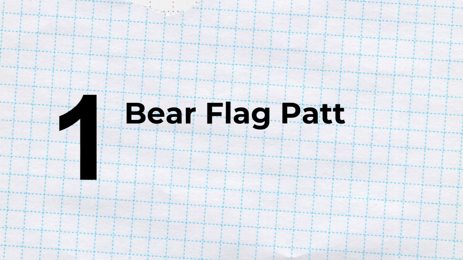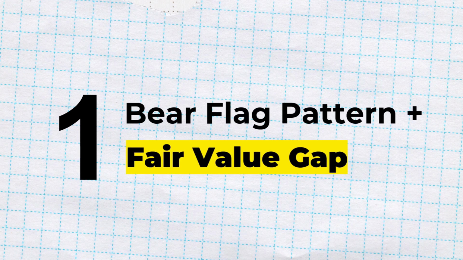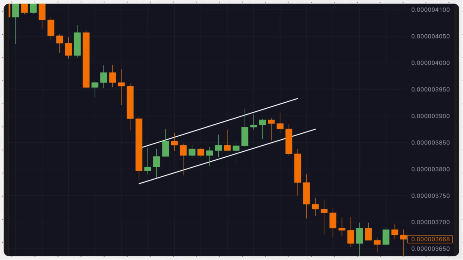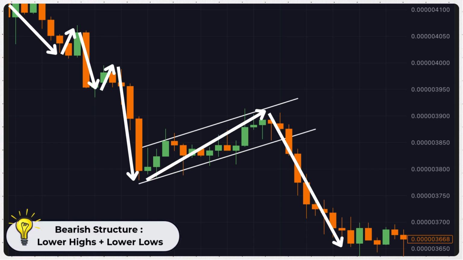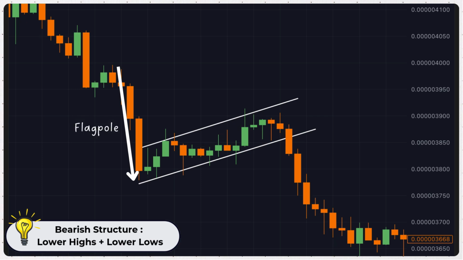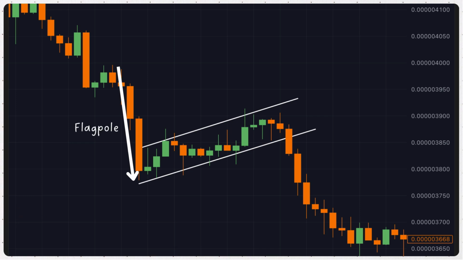Alright, so the first setup we're going to analyze is the bear flag combined with a fair value gap. On this chart, the overall structure is clearly bearish. As price continues to form lower highs and lower lows, that tells us sellers are in control. We first identified the flagpole, a clean, strong sell-off from this swing high down to this reaction low. After that impulse, price forms an ascending channel. The move upward is controlled, overlapping, and lacks the same aggression as the initial drop.